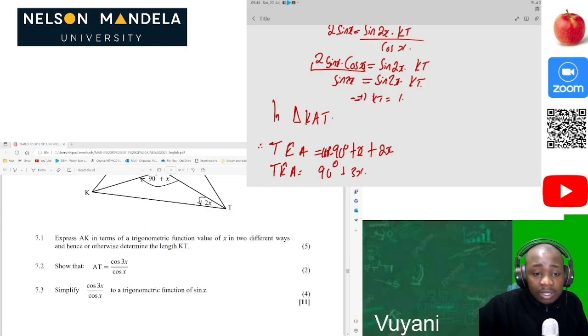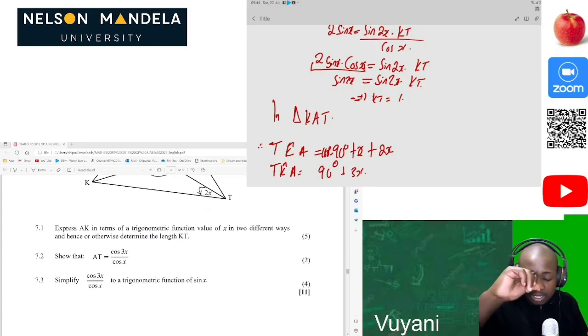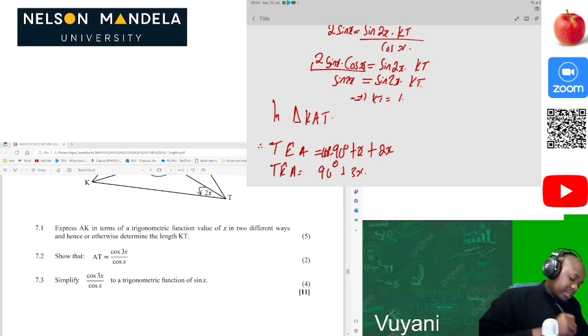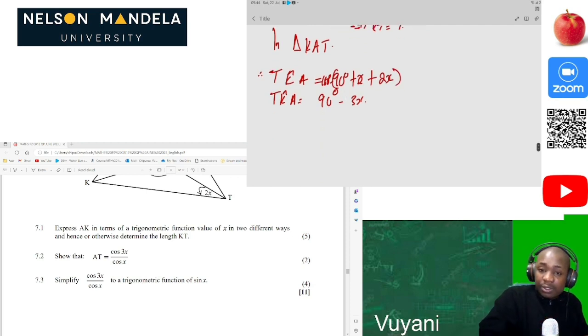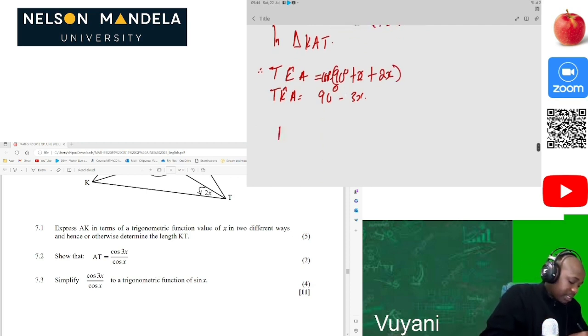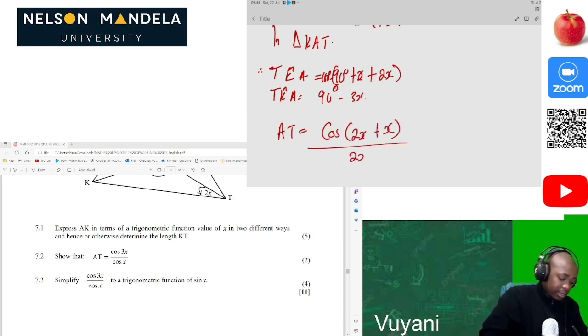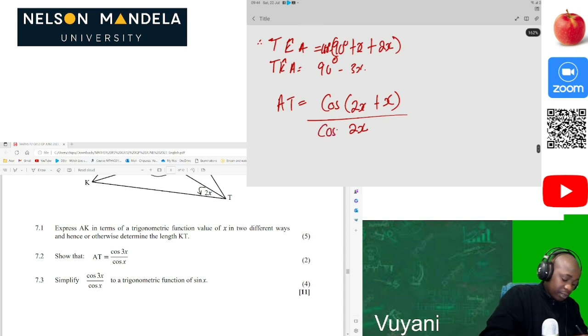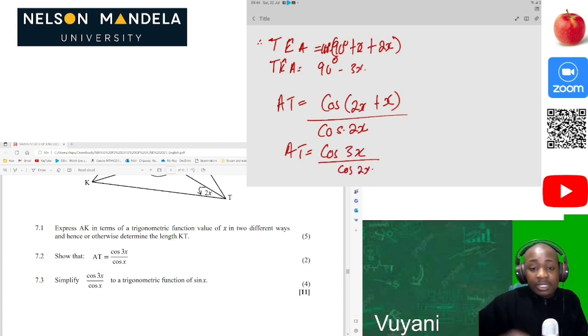Then we can actually see that now we know that this is 90 degrees minus 3x. Then now we can use what we know and we can actually say that AT is equal to cos of 2x plus x divided by cos of 2x. So that would be AT equal to cos of 3x divided by cos of 2x. Then we're done on that question.